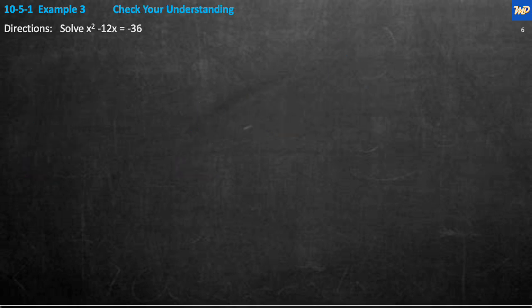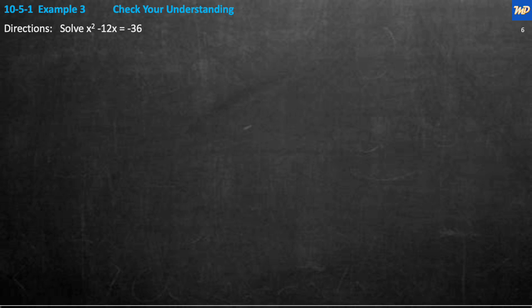Okay, example 3, check your understanding. You can go ahead and pause the video, at least I hope you pause the video and try it. Go ahead and do that. You're solving x squared minus 12x equals negative 36. Give it a shot and see what you come up with.